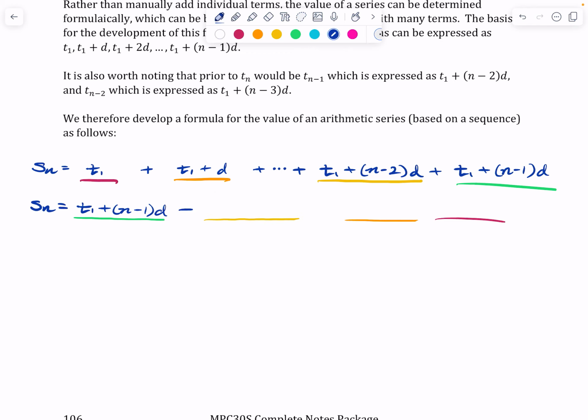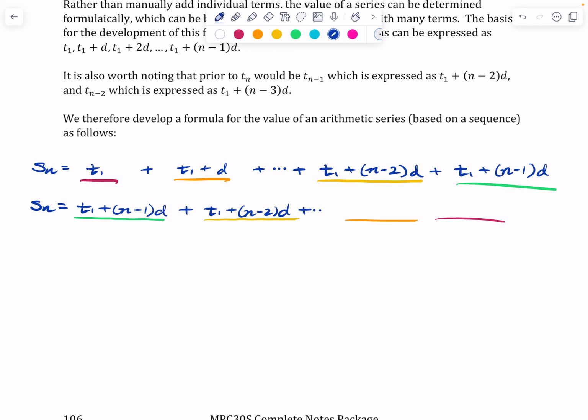And then we add to it the term that would be right before it, so term n minus 1, and that's this here underlined in yellow, T1 plus n minus 2 d.